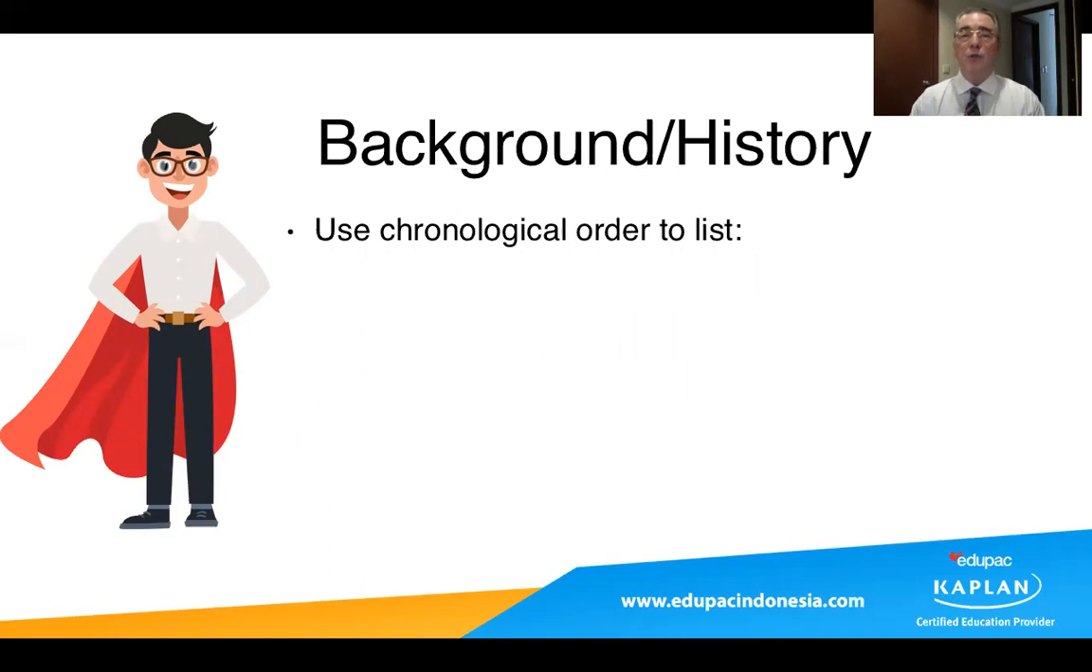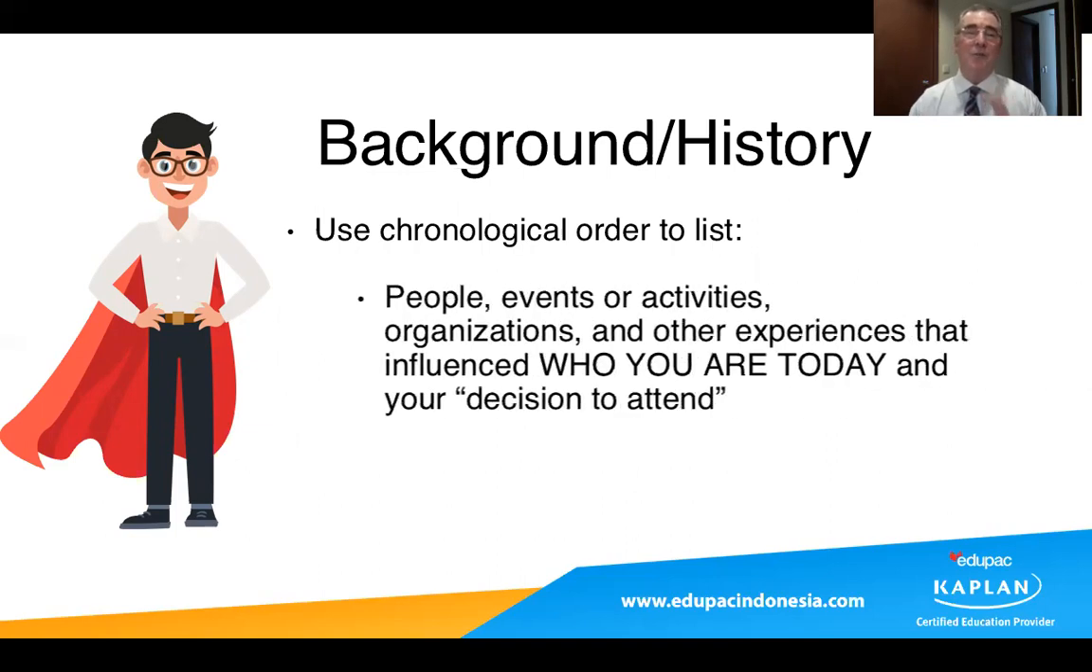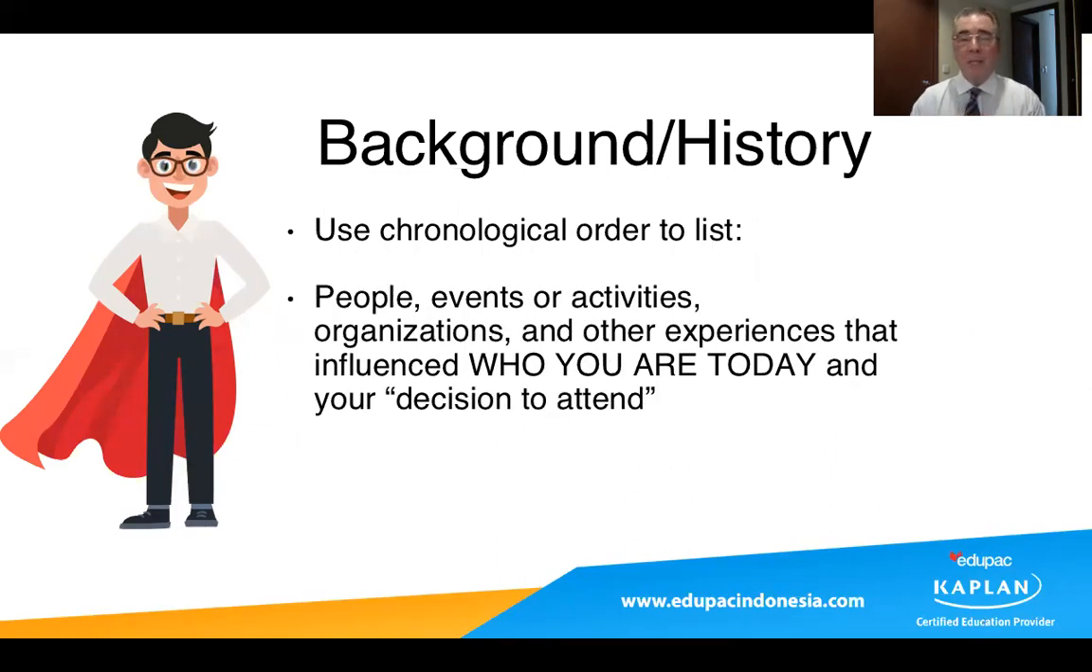you want to use chronological order then. So this is like a personal story that you're developing, and you don't want to just choose things randomly. There needs to be a beginning and an end to this part of your personal statement. And you are going to include the people, the events or activities, organizations, and other experiences that influence who you are today and your decision to attend.